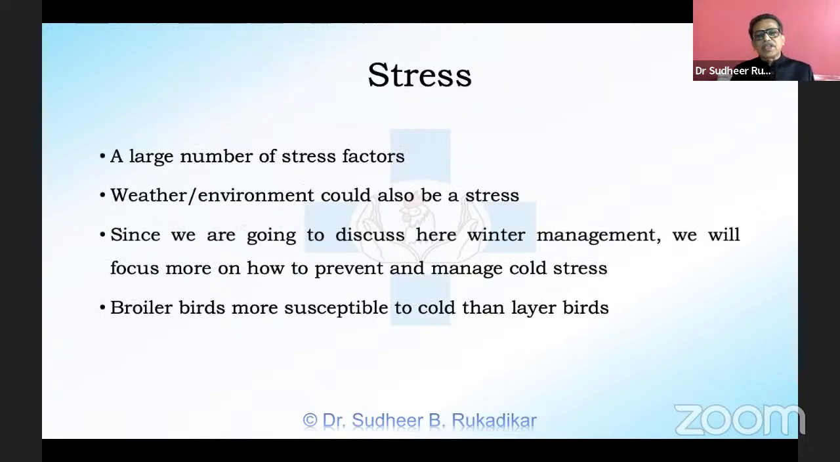So when we are thinking of stress, as I said, stress would be the most important factor in performance of our poultry birds. And there are a large number of stress factors, maybe infectious, maybe non-infectious. In the infections, of course, we know viral, bacterial, fungal, and parasitic. And then non-infectious could be feed-related or could be environmental stress.